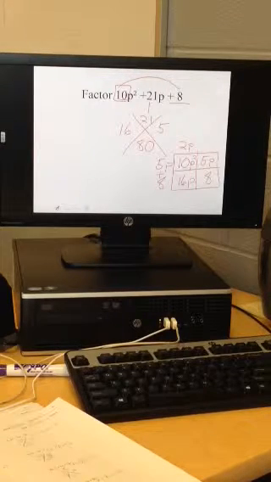And then what do these last two have in common? A 1, right? Not nothing, but a 1. So there's your answer, 5p plus 8. Doesn't matter what order you write the answer in either. You could write this one first and then that one, or vice versa. It's the same thing. So 5p plus 8, 2p plus 1.